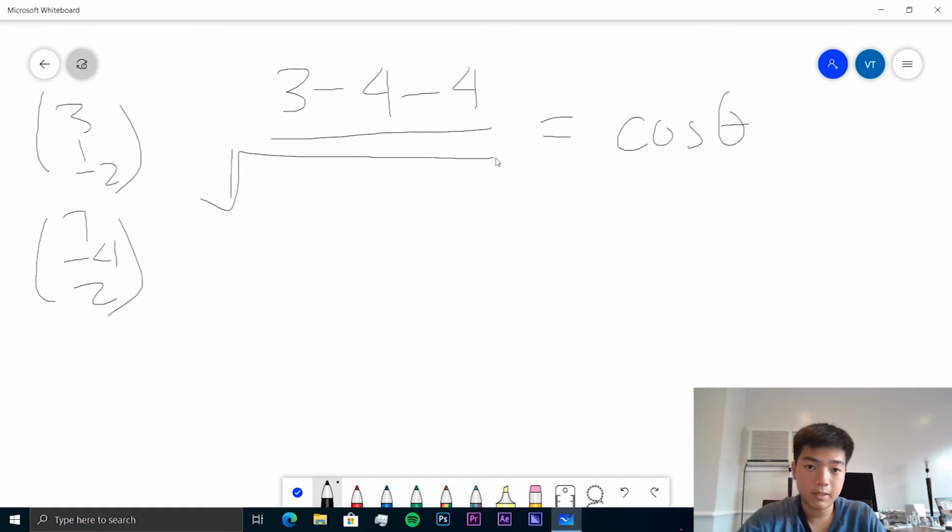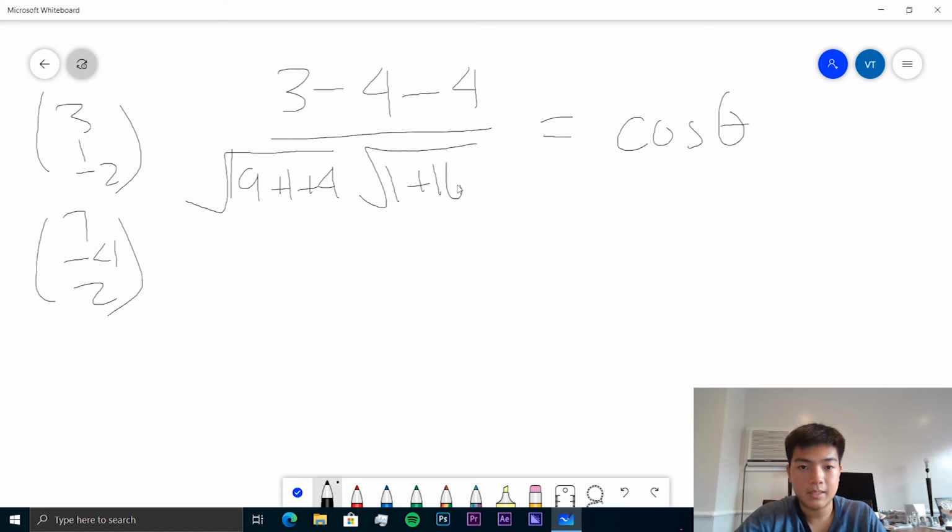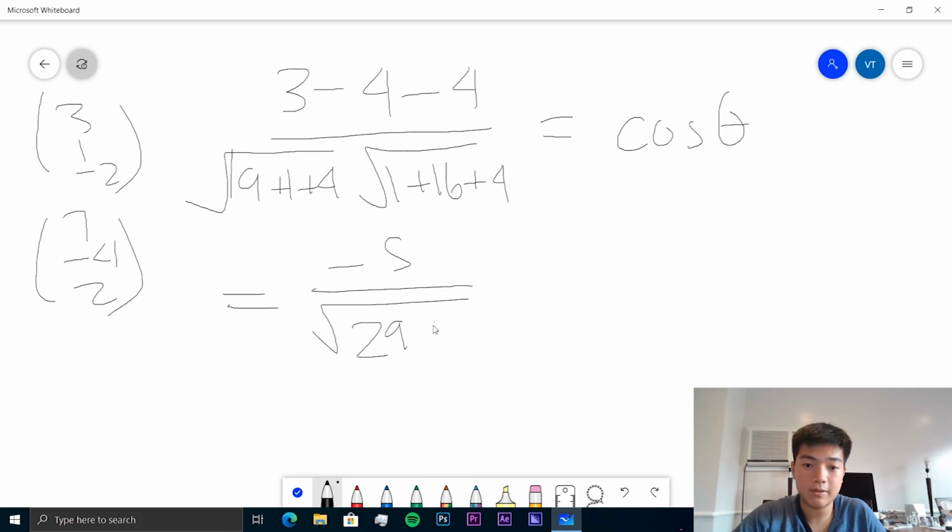And so we have the square root of 9 plus 1 plus 4, times the square root of 1 plus 16 plus 4. So this is equal to negative 5 over square root 14 times square root 21. So we have negative 5 over square root 294 is equal to cosine theta.